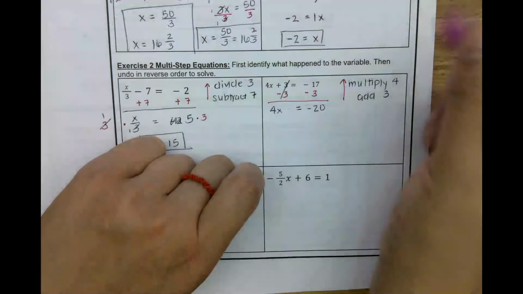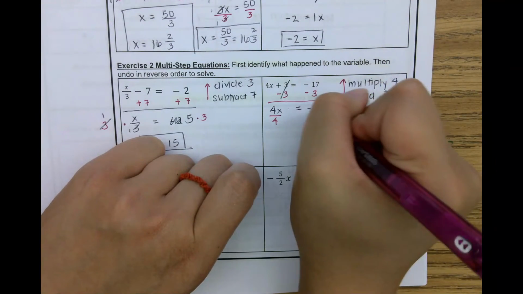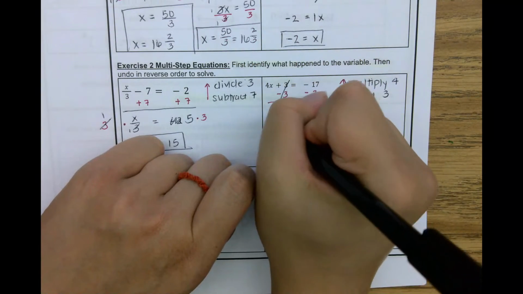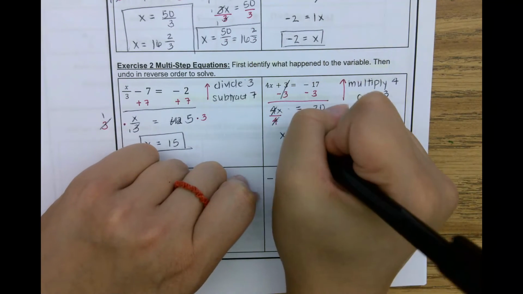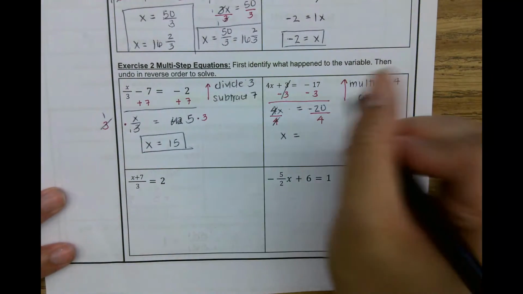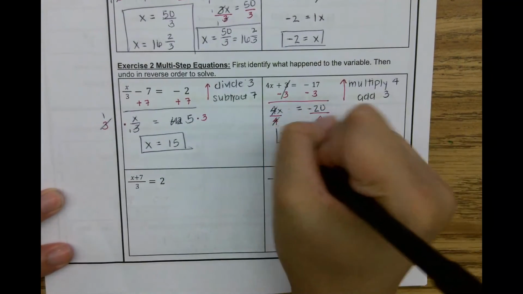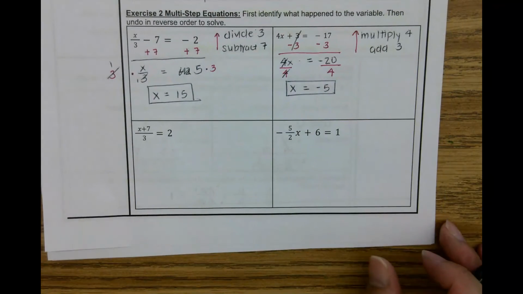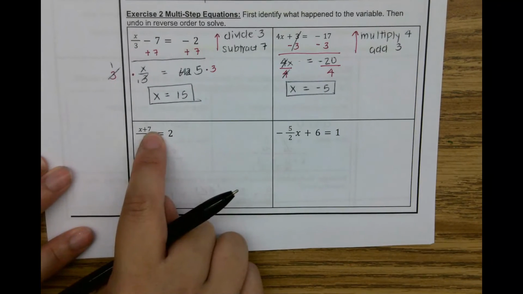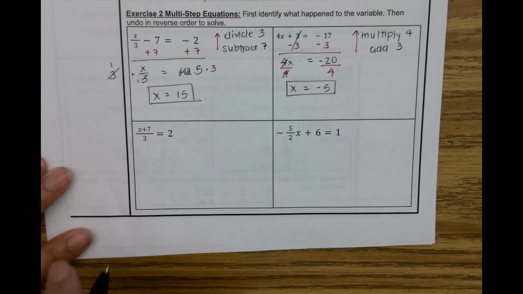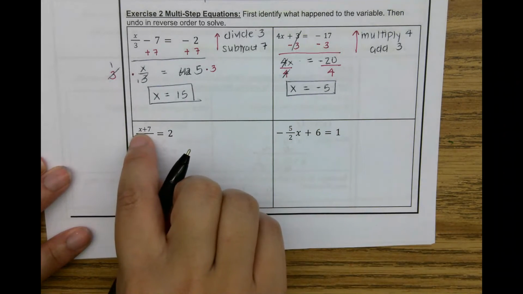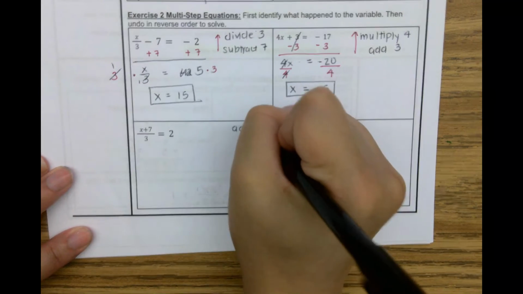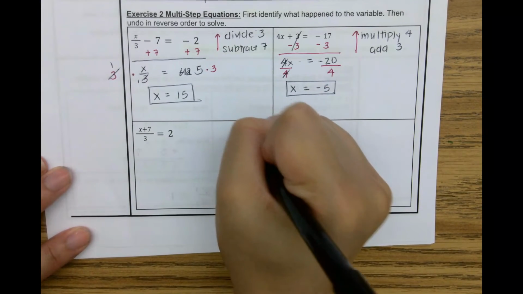Then to get rid of the multiply by 4, we're going to divide by 4. 4 divided by 4 is 1, so we have 1x here. And negative 20 divided by 4 is negative 5. Okay. Next one here, what we see is x plus 7 divided by 3 equals 2. So what is happening? The closest thing to x right now is that we are adding 7, and then we are dividing by 3.